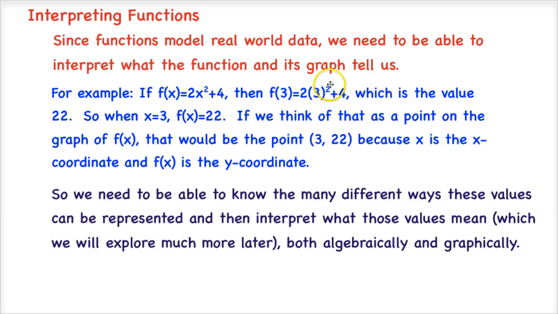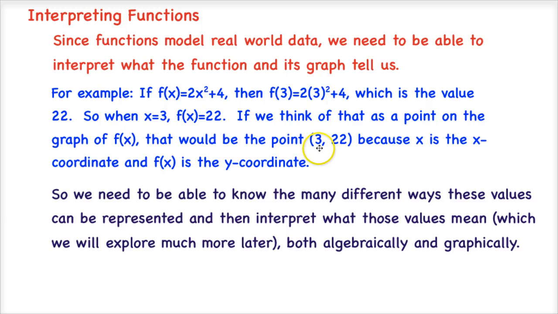So we've just been evaluating in the past, but when we really want to interpret this, what we want to think of is that when x equals 3, f of x equals 22. That's what this means. When you plug in 3 for x, the value of the function, f of x, equals 22.